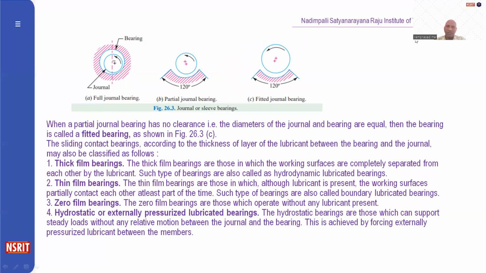Here, journal and the bearing diameters are equal. And the sliding contact bearing, according to the thickness of the layer of the lubricant between the bearing and the journal, may also be classified as thick film bearing, thin film bearing, zero film bearing, and fourth one is the hydrostatic or externally pressurized lubricated bearing.